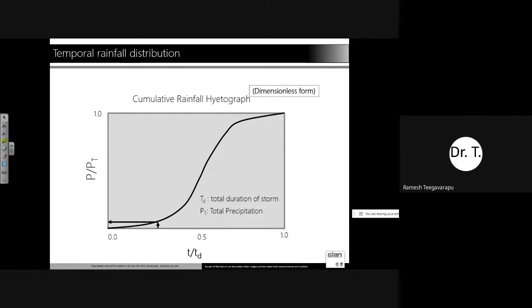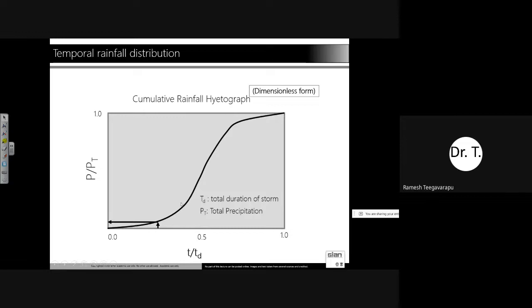These are routinely used in the United States. We call them rainfall distributions. And there are two forms. One is the dimensionless form, where we take the ratio of the time over the total duration, and the precipitation over the total precipitation, so that both of them remain dimensionless and they vary between 0 and 1.